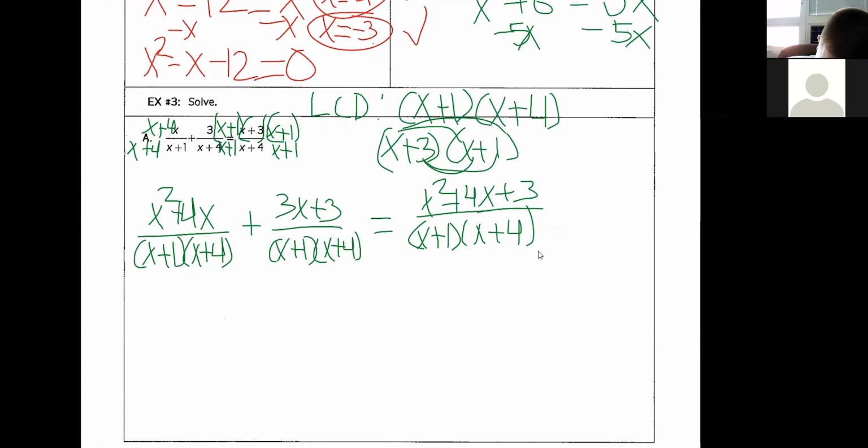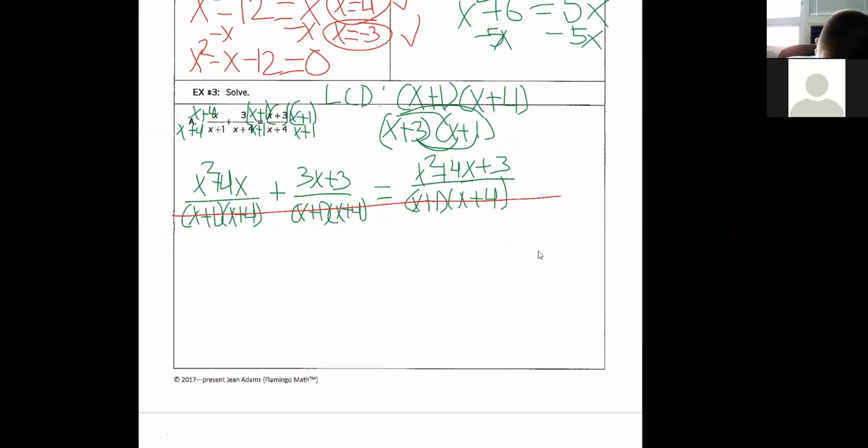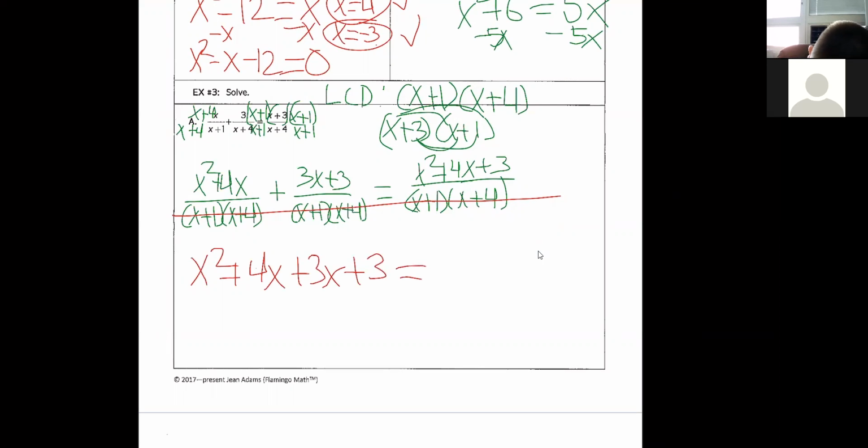Like I said, don't worry about the bottoms, because remember, we're just going to cross them out anyways when we're solving. So if you FOILed it out, you're still just going to cross it out. So we're going to set what we have. We would just add these two numerators together. You could already combine your like terms. We're going to set it equal to this. So this would be x squared plus 7x plus 3.